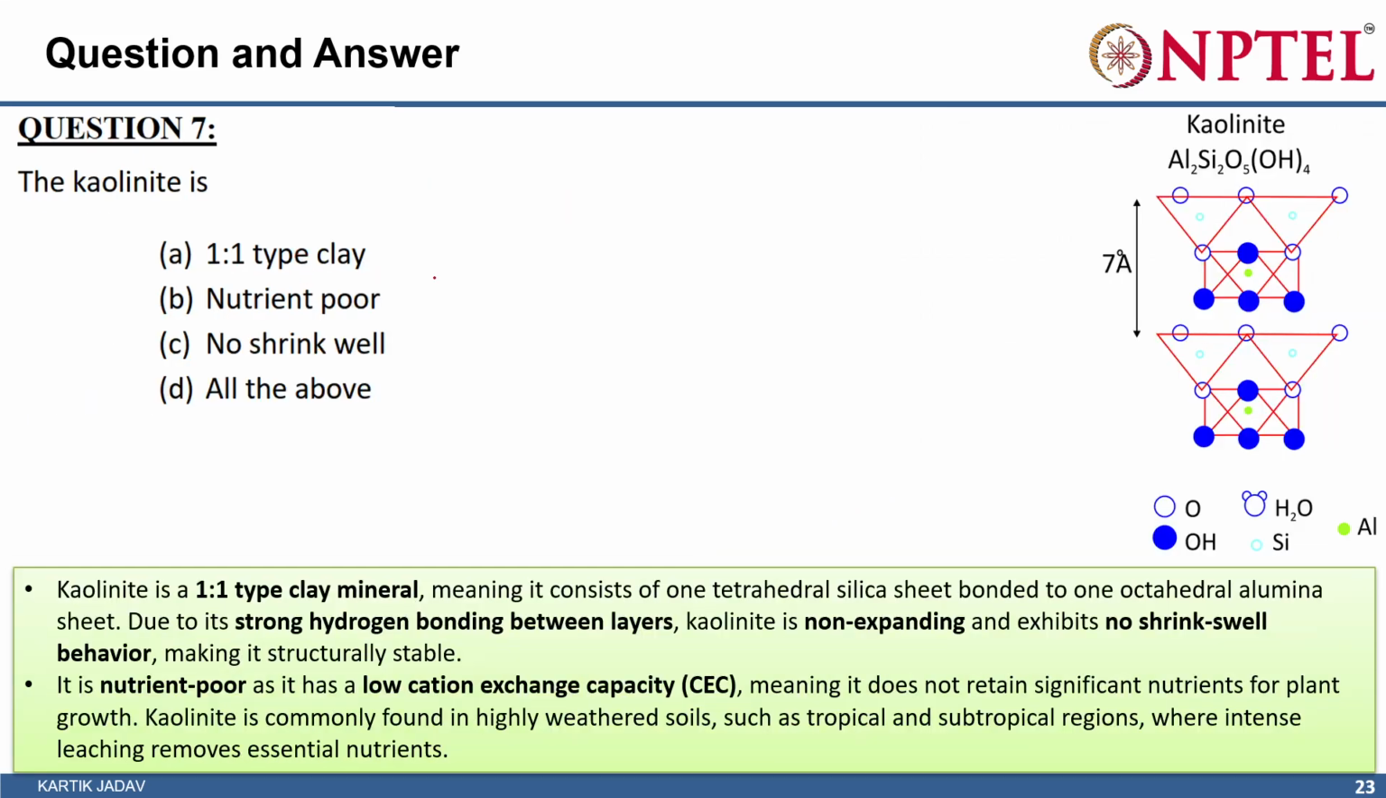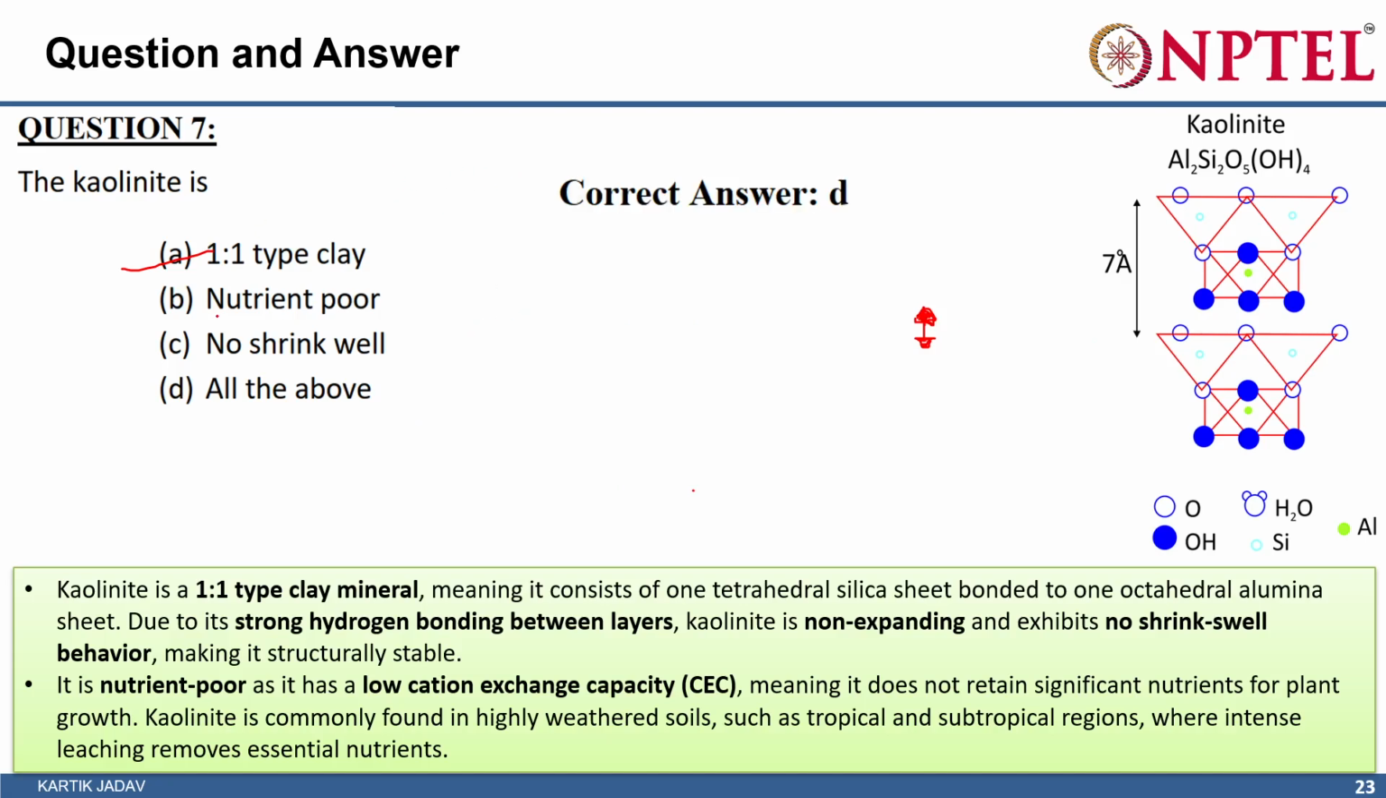Question number 7. Kaolinite is a 1:1 type of clay, right? Because we know that kaolinite is a 1:1 type of clay because it has one tetrahedral sheet and one octahedral sheet, and it has very strong hydrogen bonding between these two sheets that basically governs its stability, and due to that we cannot replace any compound present on this mineral or clay type. Due to that it has higher stability and lower cation exchange capacity, lower swelling or no shrink swell behavior.